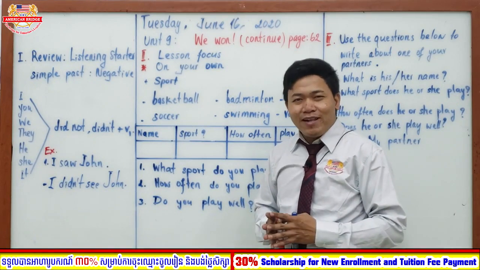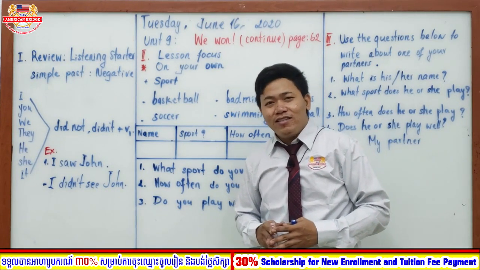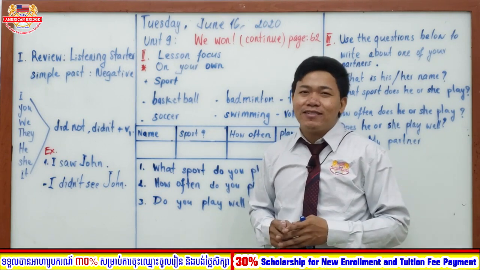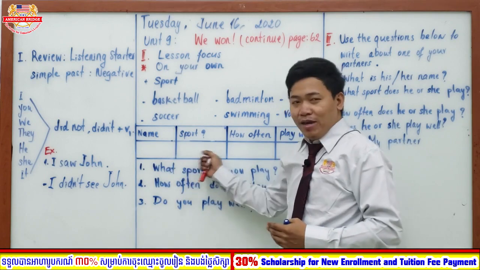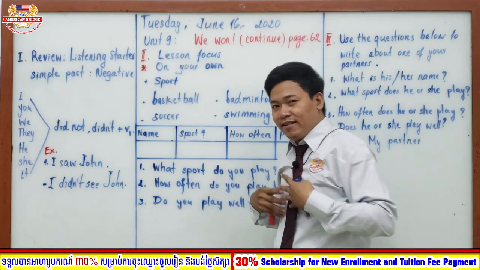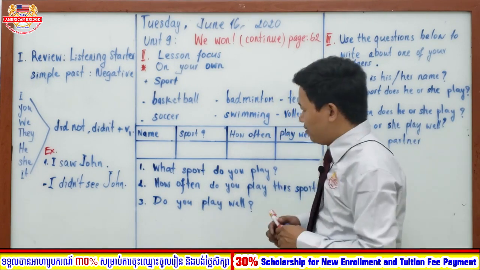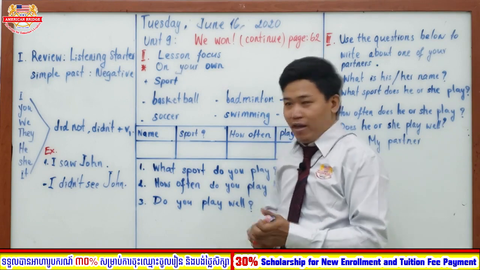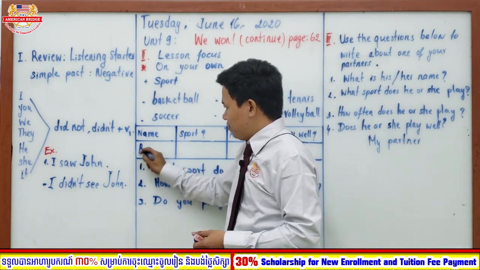Okay everyone, welcome back to our lesson. So now we will check the answers together. You have written down your answer about one of your best friends in the column here. But for me, I will use these questions to reflect on myself. So name, I can put my name. Okay, my name is Borei.